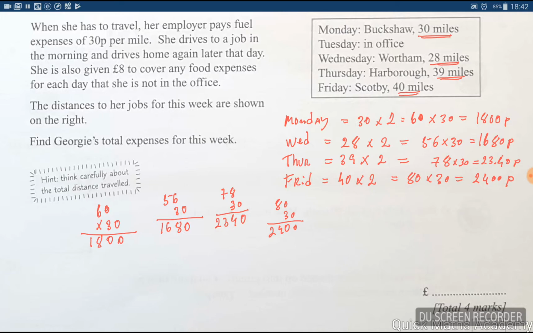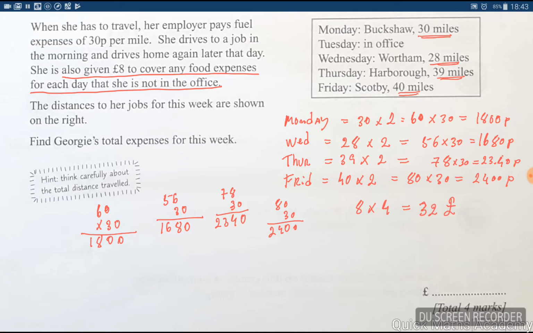Other than that, for each day that she's not in the office, she is also given 8 pounds for food expenses. So she wasn't in the office for 4 days, 1, 2, 3, 4, right? So she must also get 8 pounds for 4 days, so it's plus 32 pounds.